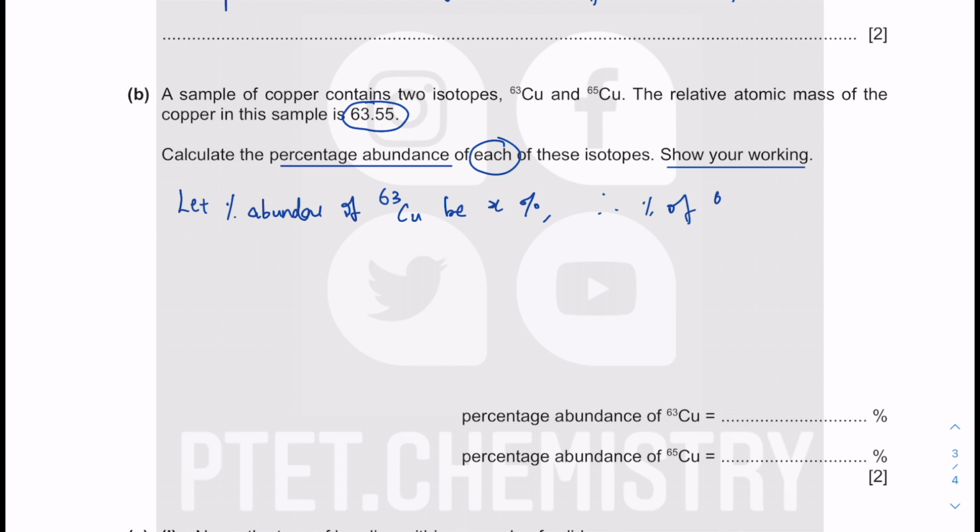the percentage of copper 65 is going to be 100 minus x percent. So now that you know the percentage in terms of this algebraic expression, therefore the average is going to be the mass number. The mass number 63 multiplied by the percentage. Okay, you add them up. 65 is the mass number multiplied by 100 minus x. Okay, so perhaps I can just use bracket.